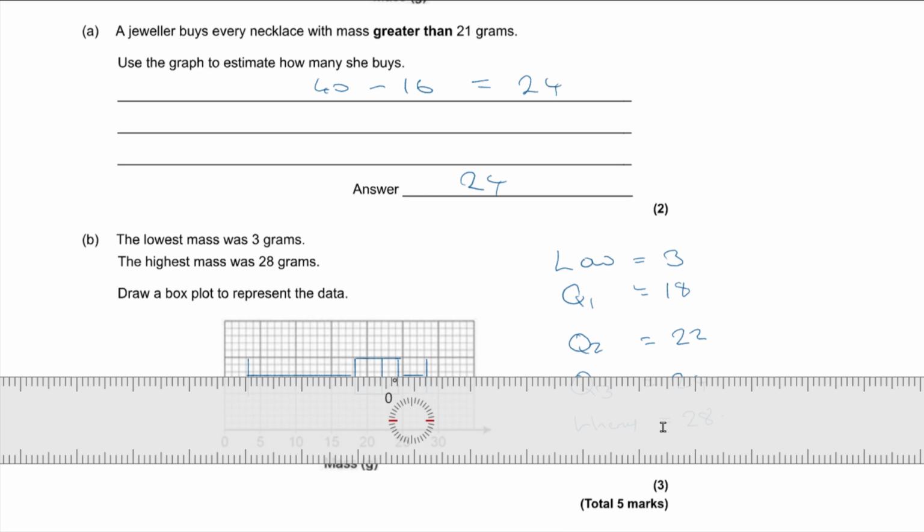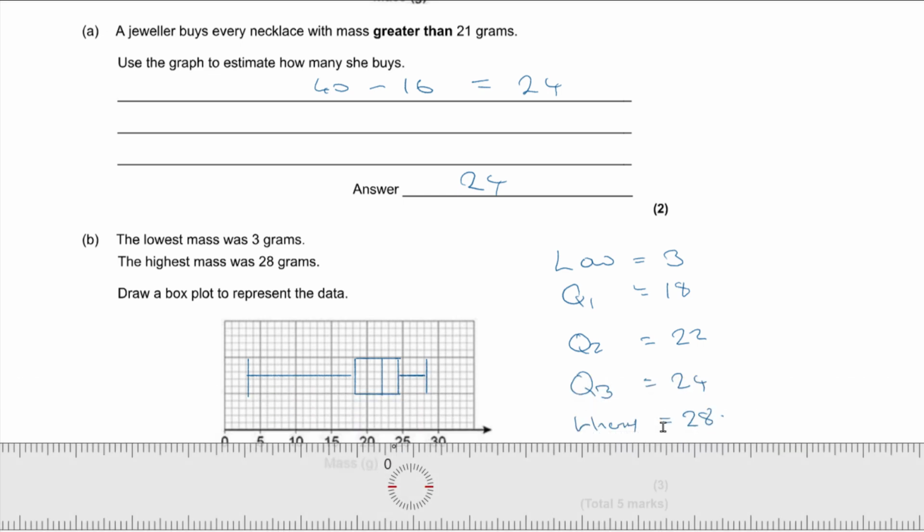I think box and whisker diagram is much more descriptive of what we've got here. Yeah, so that's my box and whisker or box plot. Okay, so you've got your box around Q1 to Q3 with your Q2 line in the middle and the whiskers reaching up and down to your lowest and your highest value.